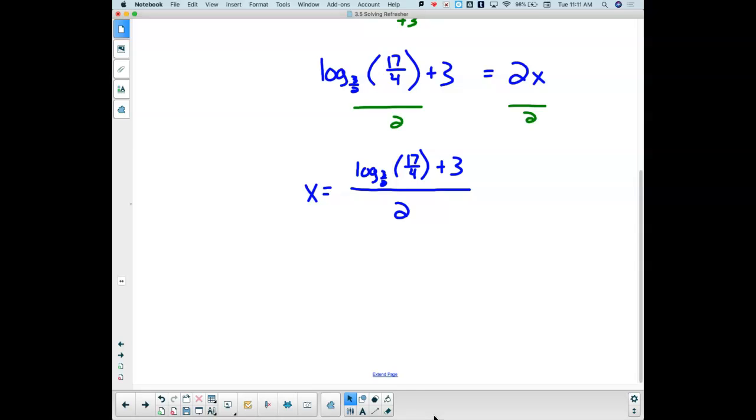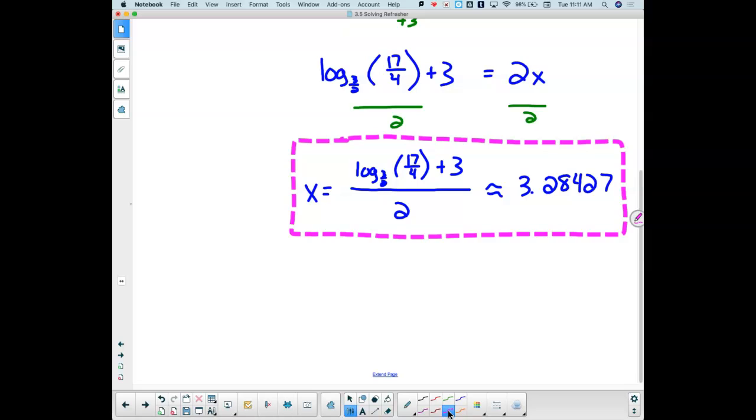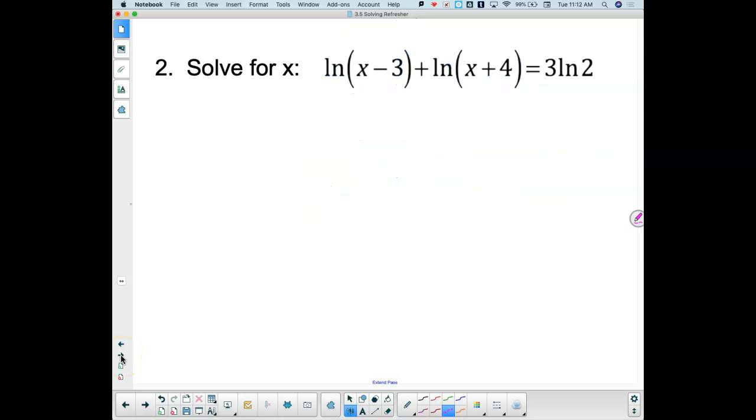All right. So we get this as our exact answer, or we get approximately 3.28427. And we would tell you on a test or a quiz how many decimal places we wanted it rounded to, or we would tell you we would want the exact answer. Okay? Try that one.